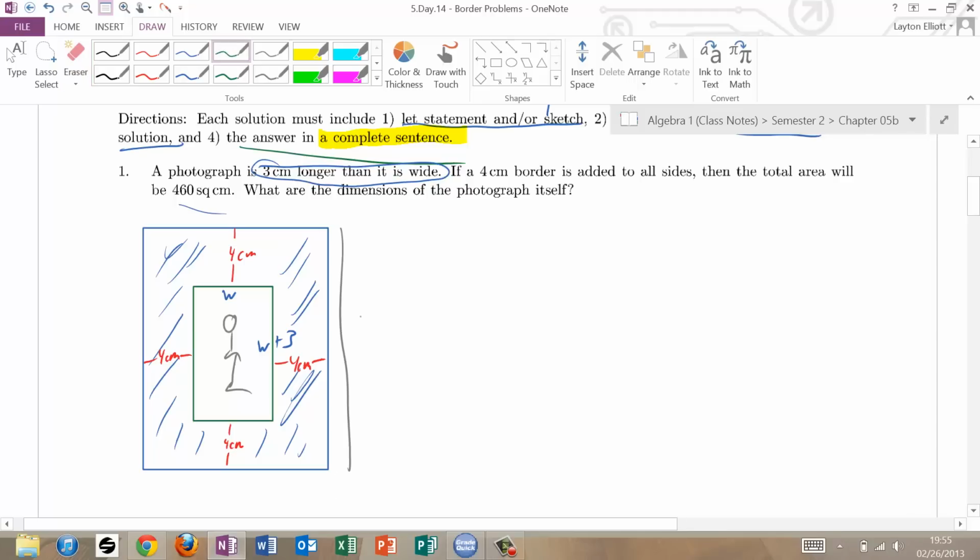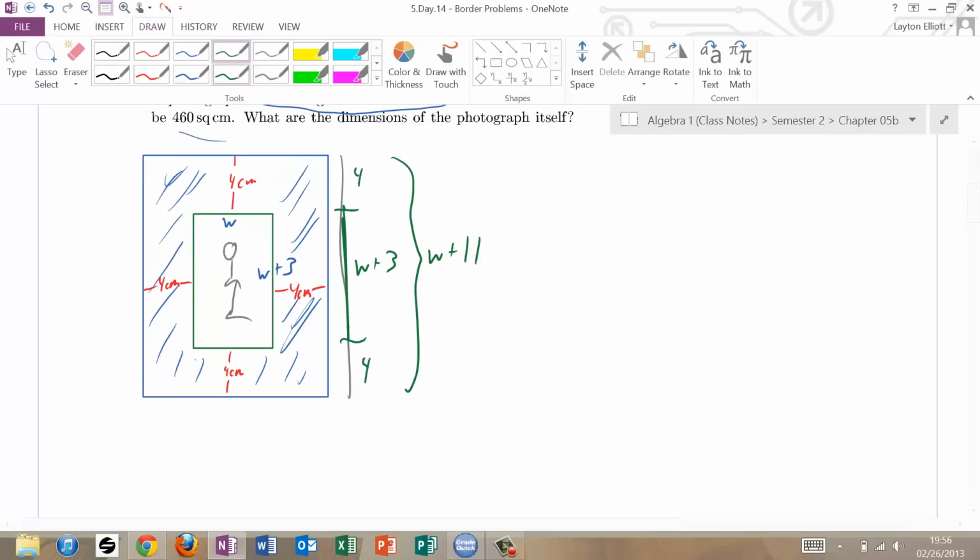So I'm going to scooch out here and say that I know that from here to here, this little piece right here, that is W plus 3 because it was W plus 3 on the other picture. But I also know that this is 4 and this is 4 because that's the width of the border. So my total length is actually W plus 3 plus 4 plus 4, or W plus 11. Then I'm going to go to the total width. I'm going to do that down here. I'm going to say, well, this piece right here, this is W. And then this piece here, that is 4, and this piece here is 4. This is actually W plus 8.